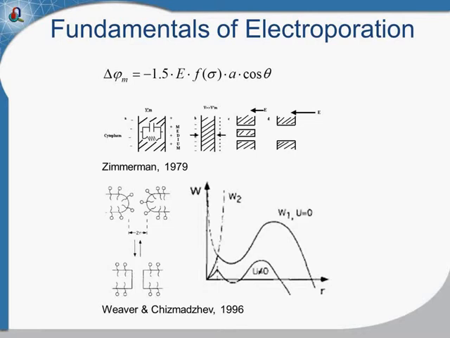And currently the field accepts that once we apply the electric fields, we cause the appearance of aqueous pores. So there are two modes of pores which appear. First is a reversible or hydrophobic form, and you can see it here on the bottom. So here, once we apply the fields, we actually cause the breakdown of the membrane, but then if the electric field is not strong enough, the membrane seals back. And this is the hydrophobic pore, which is very unstable.